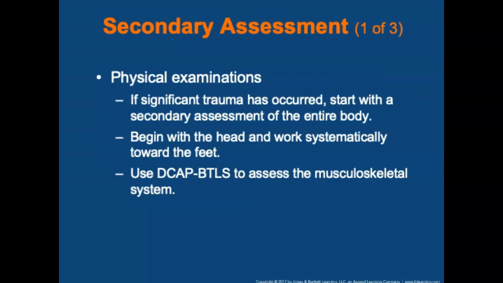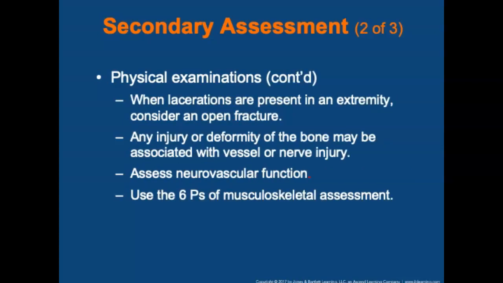As always, with your secondary assessment, if significant trauma is likely and affects multiple systems, start with the secondary assessment of the entire body. Begin with the head and work systematically towards the feet, checking the head, chest, abdomen, extremities, and back. The goal is to identify hidden and potentially life-threatening injuries. Use the DCAP-BTLS approach to assess the musculoskeletal system. When lacerations are present in an extremity, an open fracture must be considered, bleeding controlled, and dressings applied.